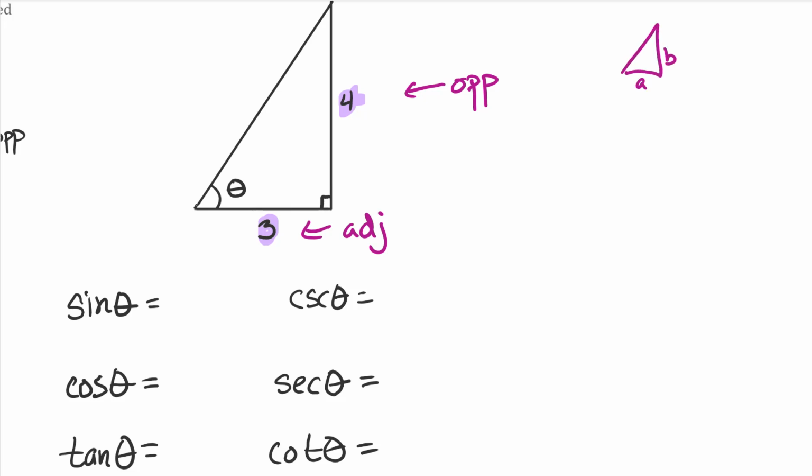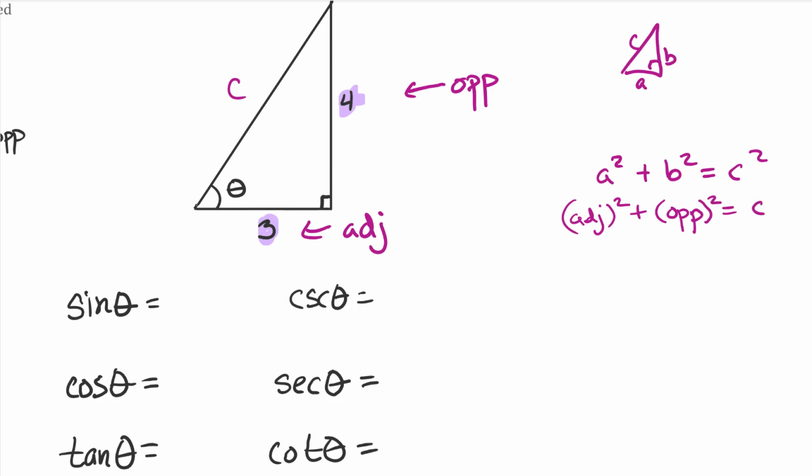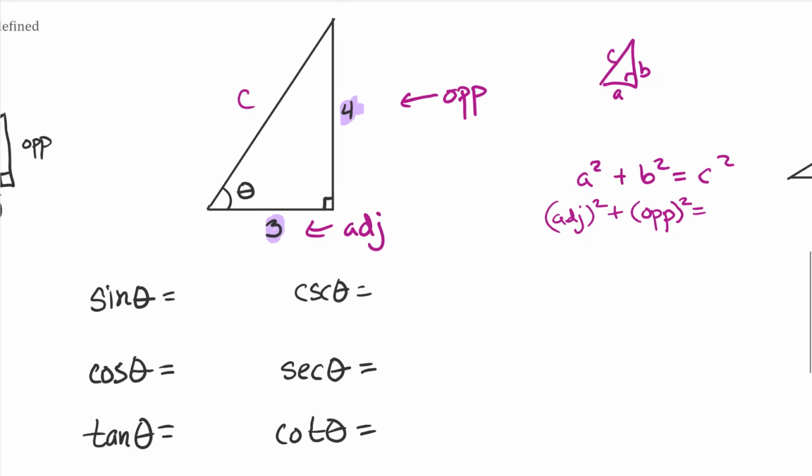Y'all ever heard of a squared plus b squared equals c squared inside of a right triangle? I like to call the hypotenuse c. So we can solve for whatever the hypotenuse is, because a squared plus b squared is equal to c squared. The adjacent side squared plus the opposite side squared is equal to c squared. Hold on, I'm sorry, guys. It's actually going to be the hypotenuse squared.